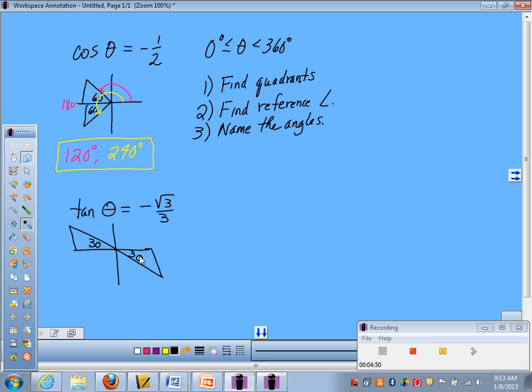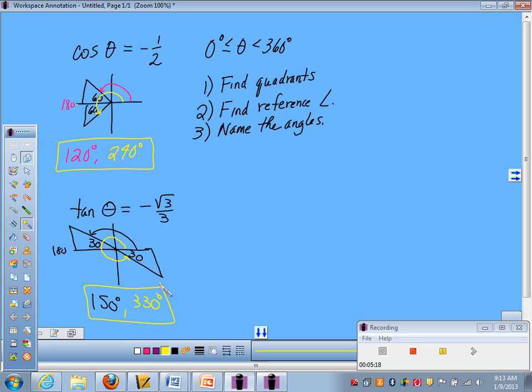And now name the angle. What's the angle from 0 to this line? About 150. Yeah, because it would be 180 minus 30 degrees, so that would give us 150. And if I go to the next one from 0 all the way around, I'm 30 degrees short of 360, so my answer would be 330. And those would be my two answers.